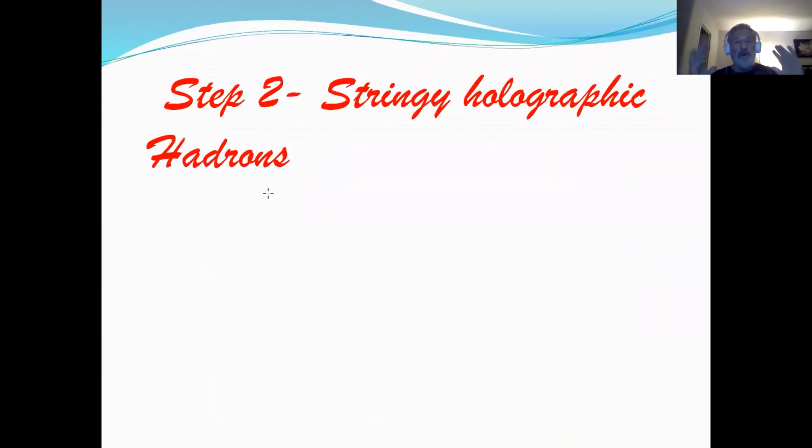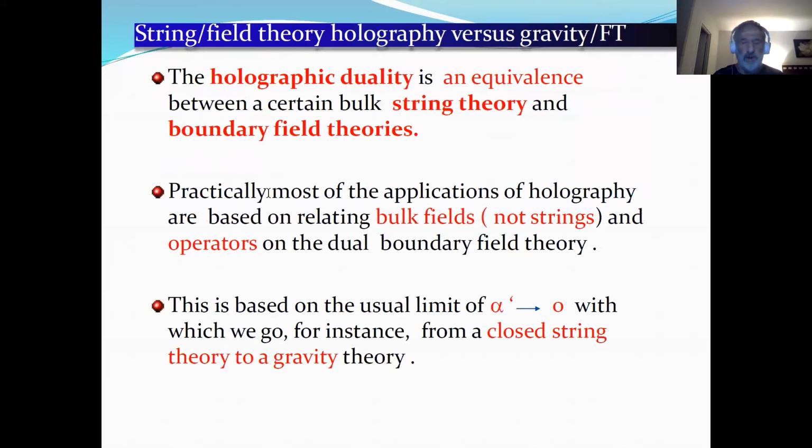Okay, so now once we identify this kind of confining background, we would like to look at classical configurations, and we'll have several types of them, and they will correspond to different types of hadrons. I want to emphasize that holography, which is an equivalence between string theory and boundary field theory, in most applications is practically a duality between bulk fields and operators on the boundary.